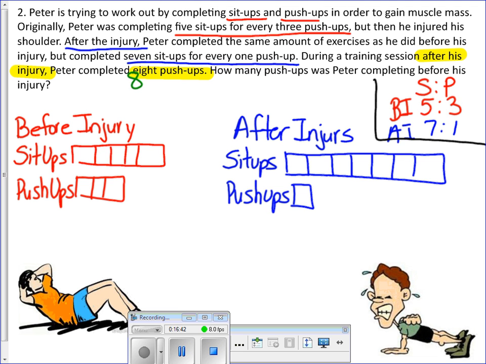So tell me when to stop. Is it my total? Push-ups. Is it the more? My total. What else? I spelled injury right? Look at that. Sit-ups. Okay.